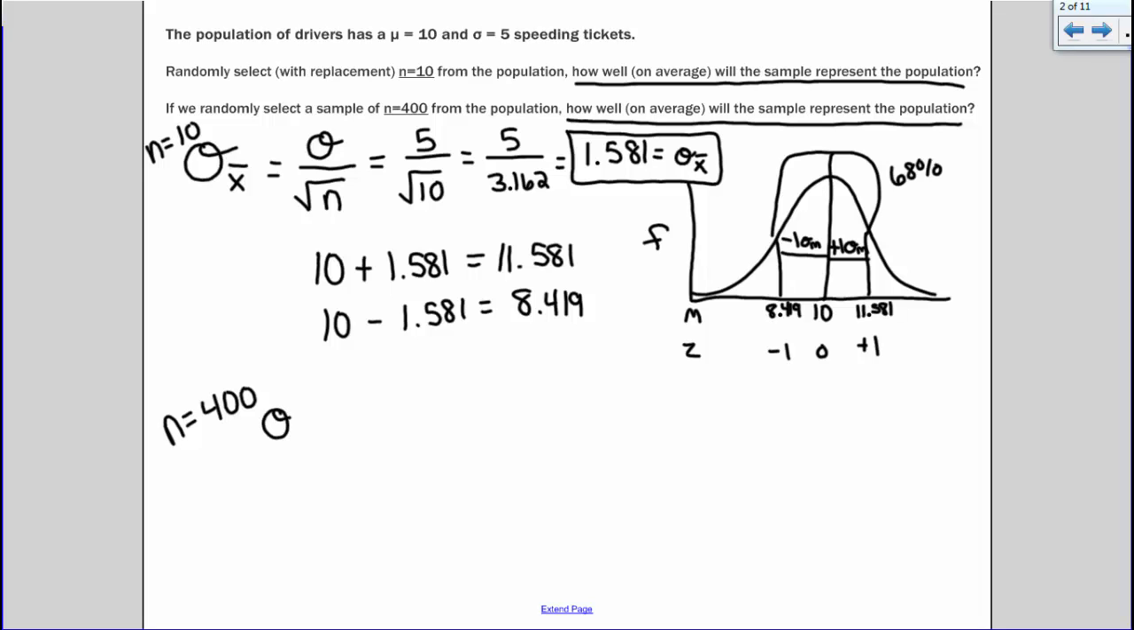All right, so the standard error is still equal to the standard deviation divided by the square root of the sample size. And our standard deviation is still 5. We're still working with the same population. But now our sample size is 400. So this becomes 5 divided by, well, the square root of 400 is 20. And now we have a standard error of 0.25.